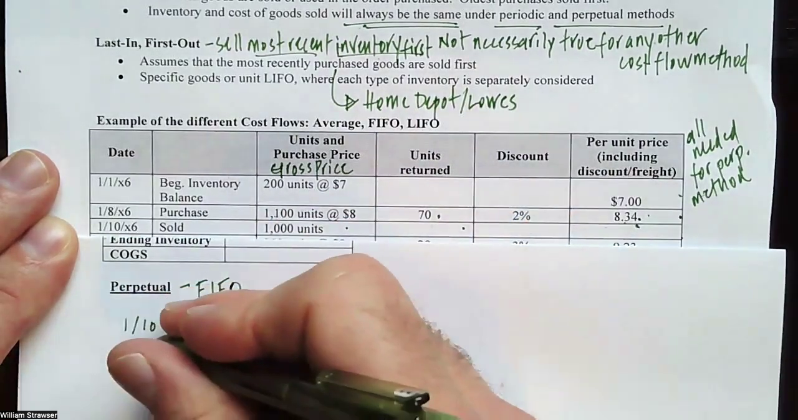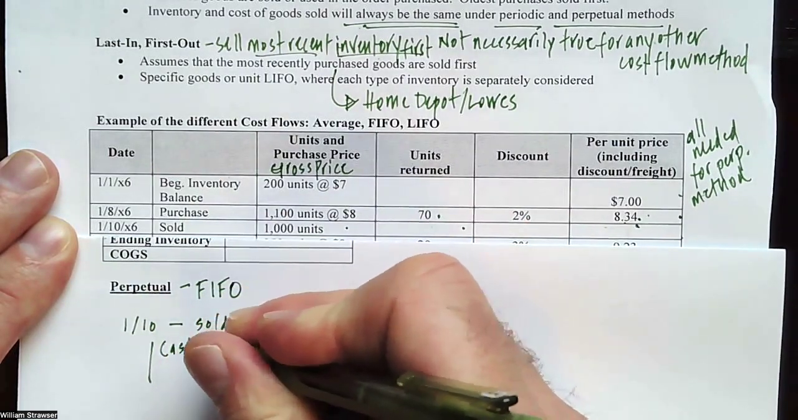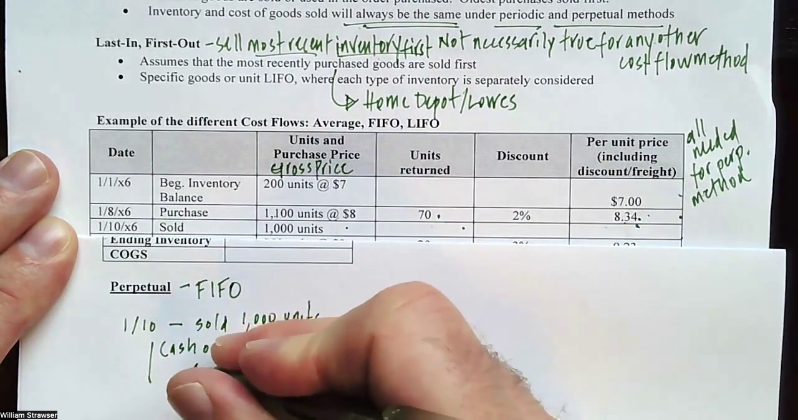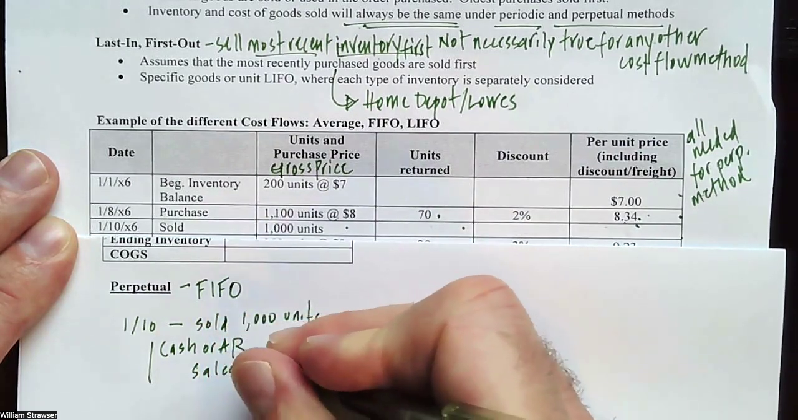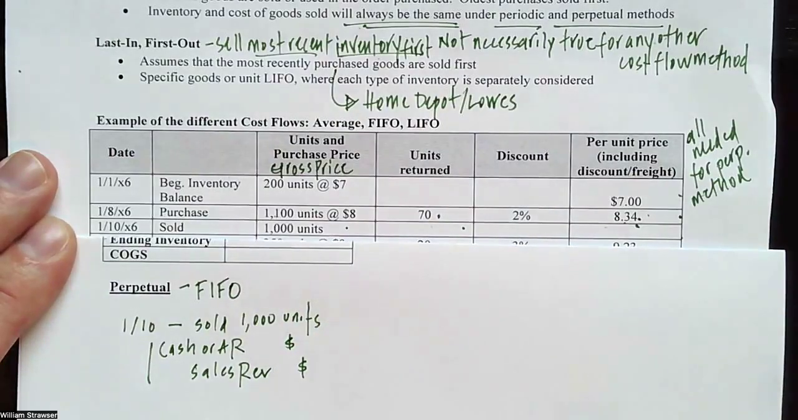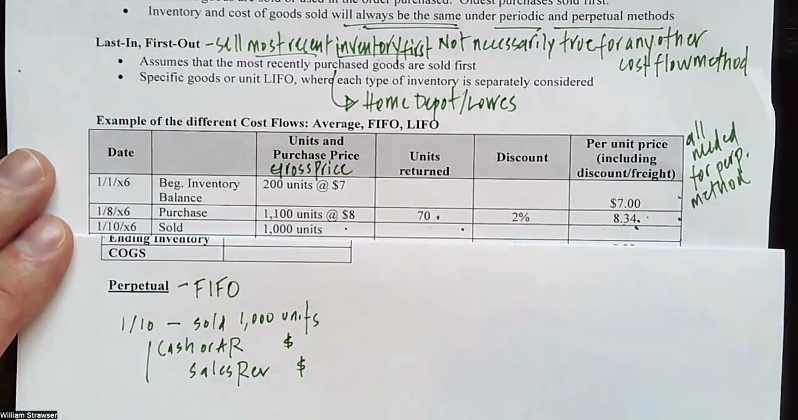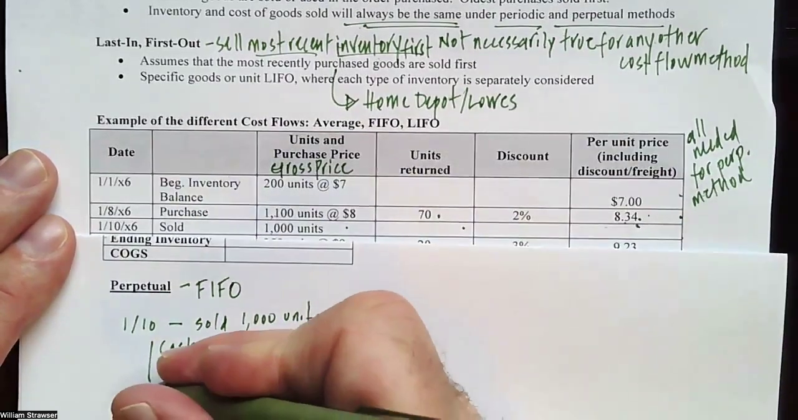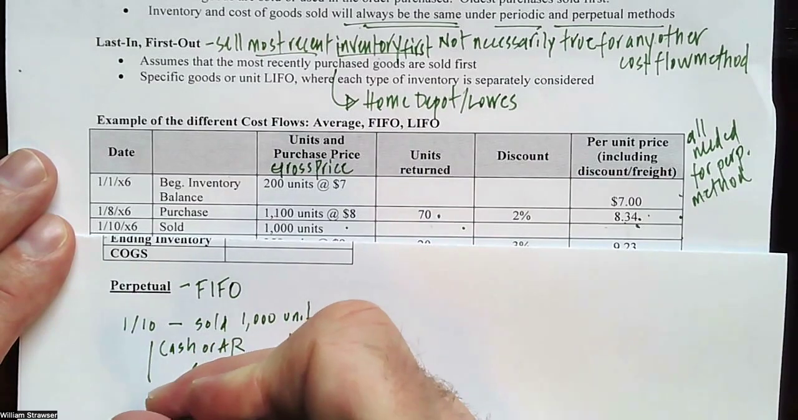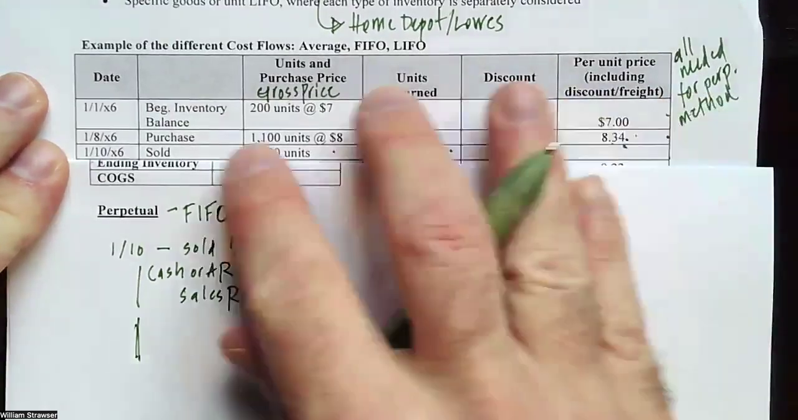Once again, I want to just remind you that yes, we would have cash if it was a cash sale or accounts receivable if it was a credit sale. We would record sales revenue for the amount, but I don't give you the sales price or if it was cash or credit, so we can't really fill that in. But just as a placeholder, understand how we record COGS using perpetual. It comes right after, on the same day as the point of sale.